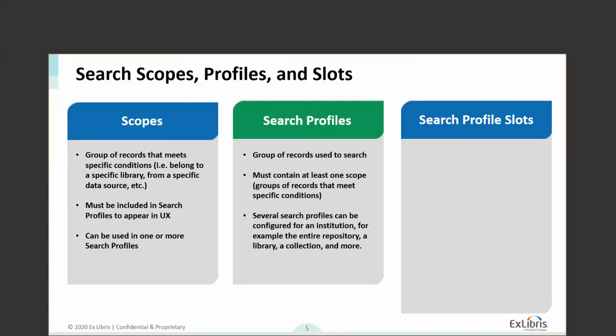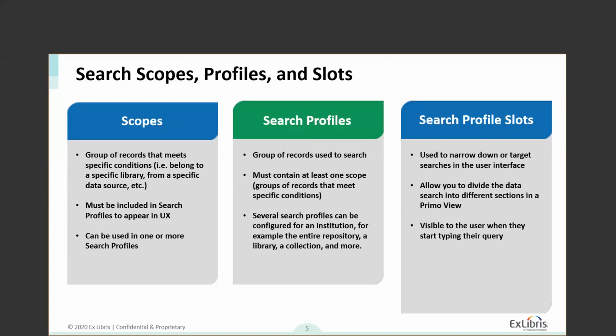And again, search profiles are only put into play when they're put into the search profile slot, which is the final piece. The search profile slot is in the view configuration, so you're deciding per view which search profiles you're displaying to your users. This is what's used to narrow down or target the searches that your user is seeing. It's also a way to help you divide the data into different sections in your Primo VE view. And it's what's visible to the user when they start typing their query. So when you start typing your search and you see things like everything, articles, library catalog, those are the search profile slots.